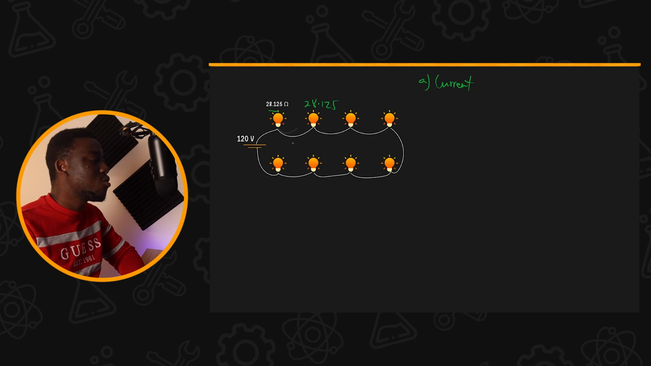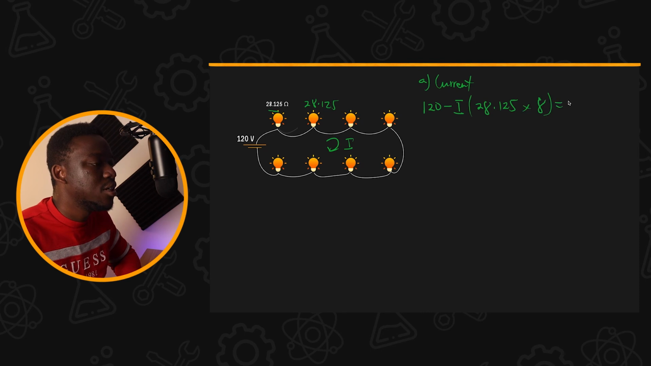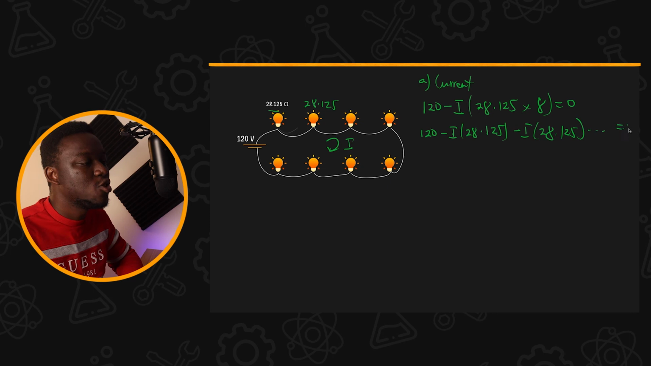So basically to find the current through the bulbs, we're supposed to use Ohm's law. And all we have to do is write out KVL. So we write out 120 and minus, so the first bulb, since it's going to be the same current flowing through here, we can just write I out, and then have 28.125 times 8 equals 0. Basically it's all these ones summed up, but I'll just rewrite it as a KVL first so you can understand it. So it's going to be minus I times 28.125 minus I 28.125, 8 times, right? So you get the idea.